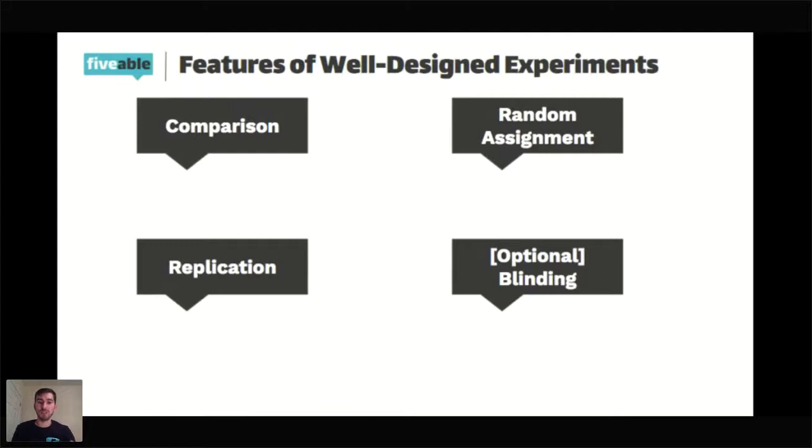Okay, so experimental units, control groups, placebos. On this slide, we'll talk about all the features of well-designed experiments that the AP exam wants you to know.